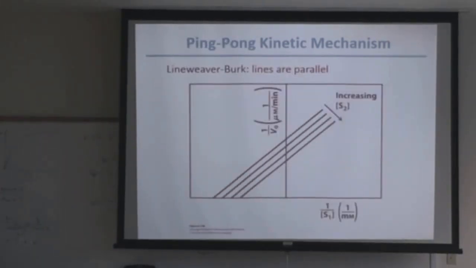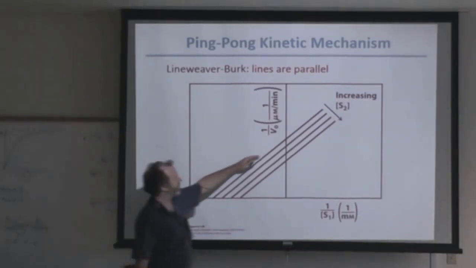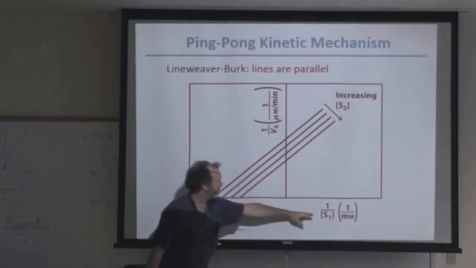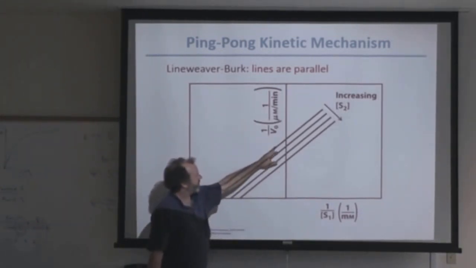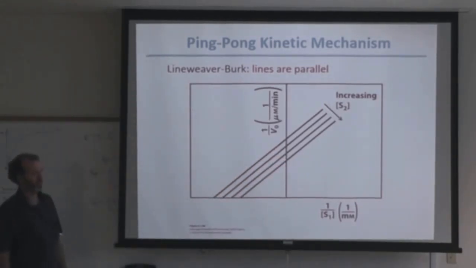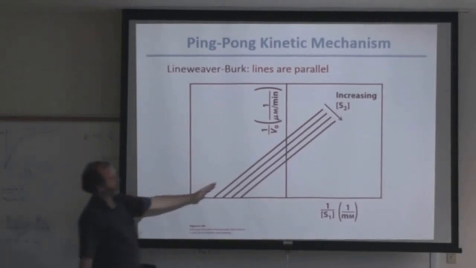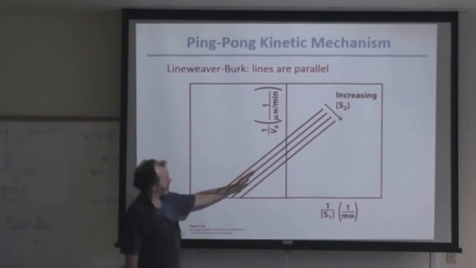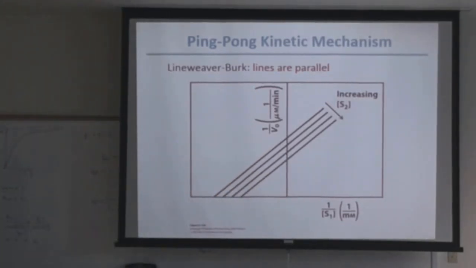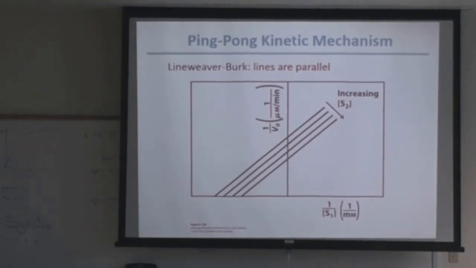Ping pong kinetic mechanisms, the lines are always parallel. So as you increase the concentration of substrate 2, you see that the Km over Vmax is changing, whereas Vmax is changing also. The slope's always the same.